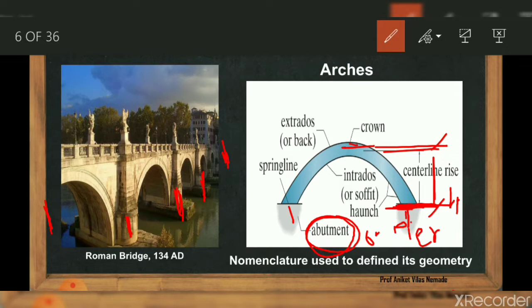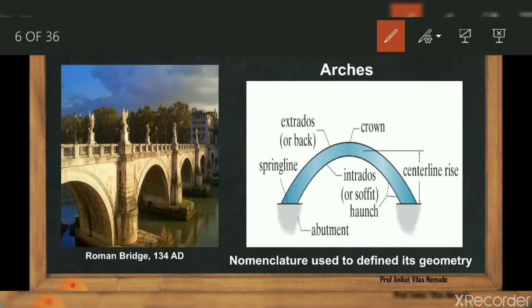One geometry term is left, that is the springing line. What is this springing line? The springing line is nothing but the imaginary horizontal line joining the two springing points. What is a springing point? These are the points from which the curve of the arch springs. These two points are the springing points.